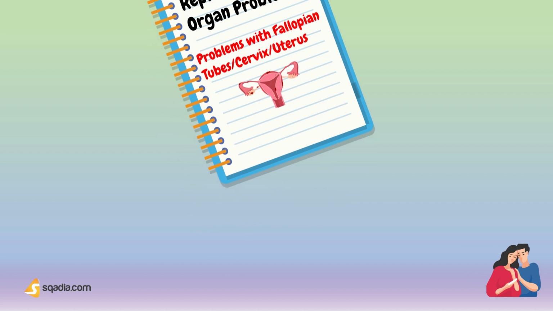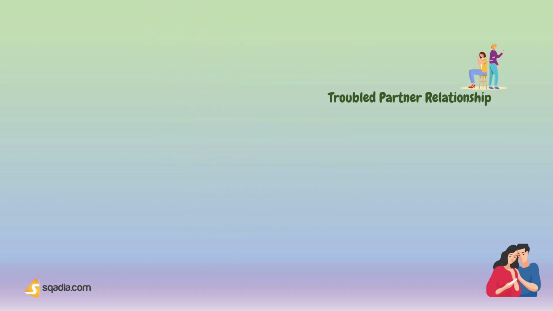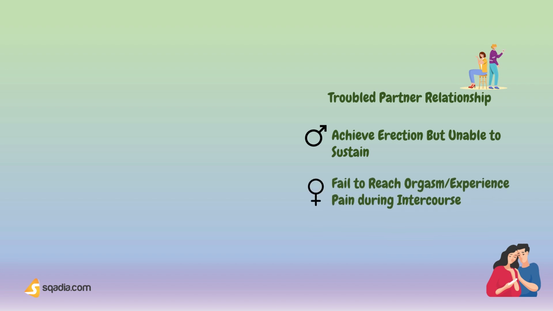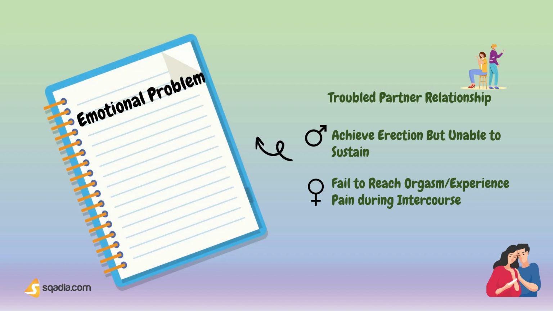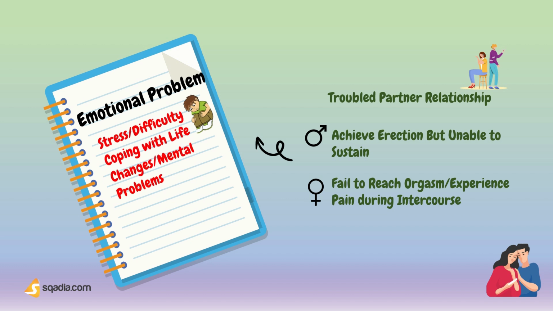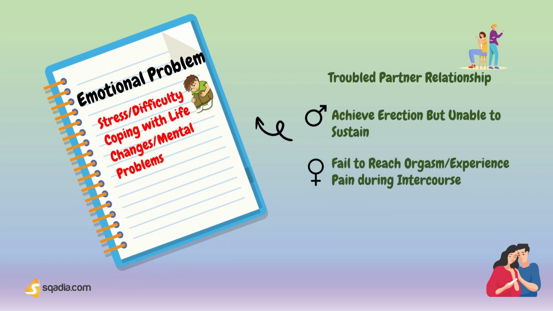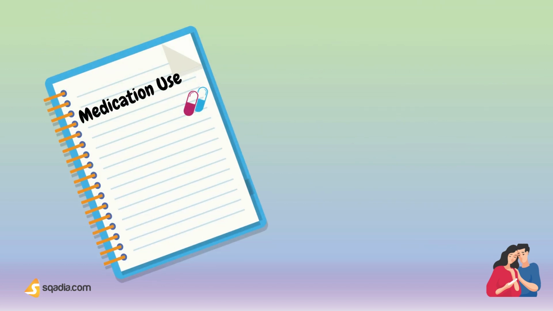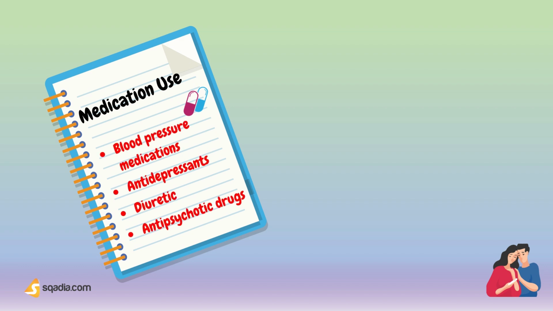Number 4, if your patient is having troubled partner relationship, which is men can achieve erection but are unable to sustain it while intimate, women either fail to reach orgasm or experience pain during intercourse, well, this indicates emotional problem. It is due to stress, difficulty coping with life changes, or other mental problems. And if the patient shows symptoms such as inability to achieve erection or orgasm, well, this is due to medication use such as blood pressure medications, antidepressants, diuretics, spironolactone, some antipsychotic drugs such as Mellaril.